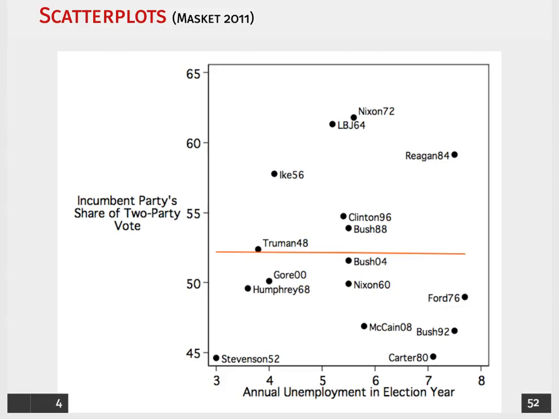Now, I want you to keep in the back of your head, right, an association doesn't necessarily mean there's a causation. There may be some underlying factor that is essentially washing away the direct effect that unemployment might have on an incumbent party's vote share. But at least when we look at just the bivariate relationship between the two variables, we find that there is essentially a weak and non-existent relationship.